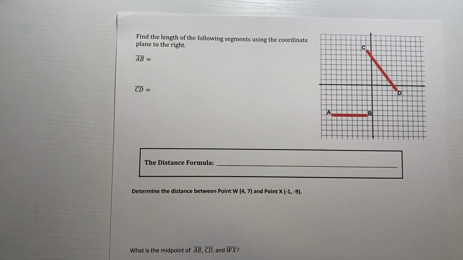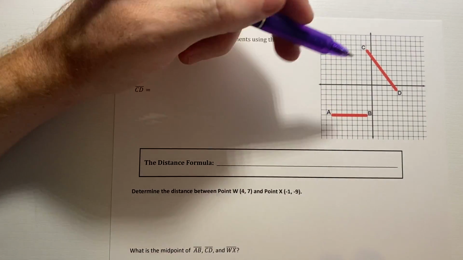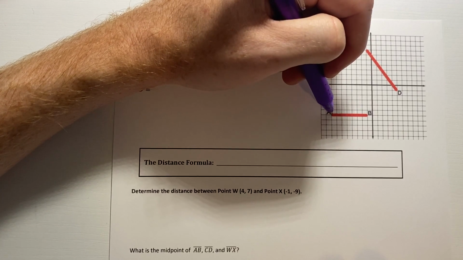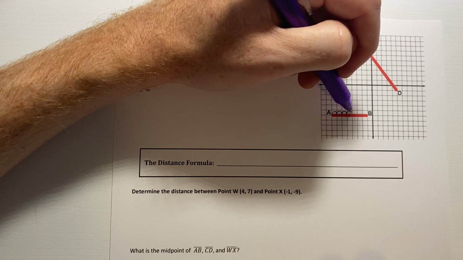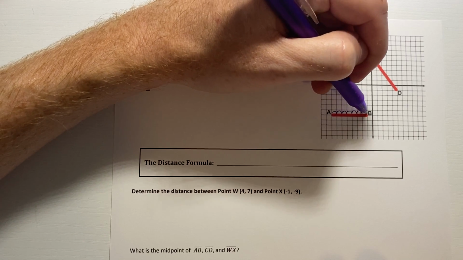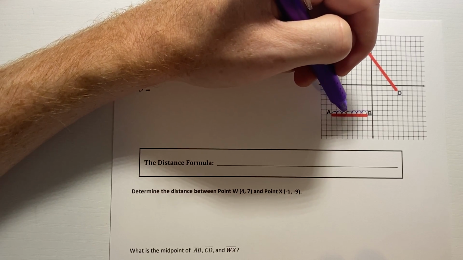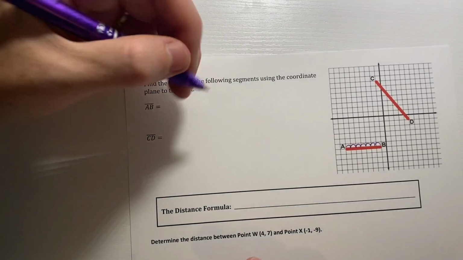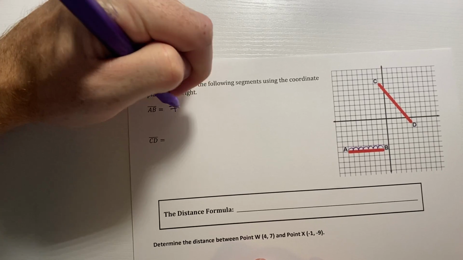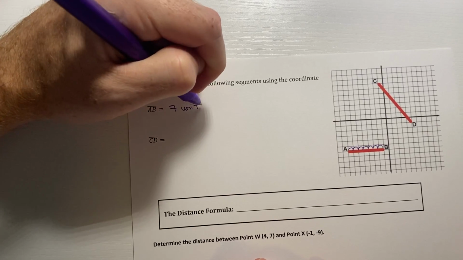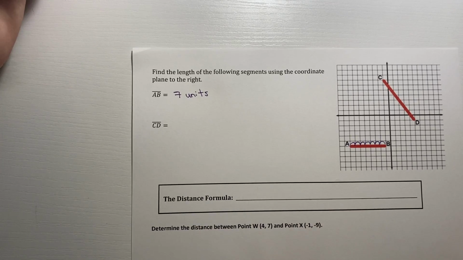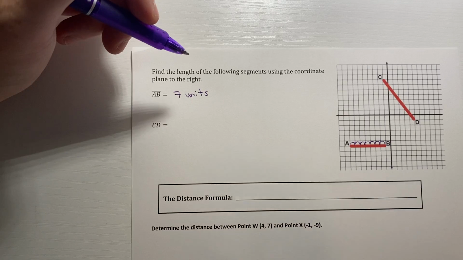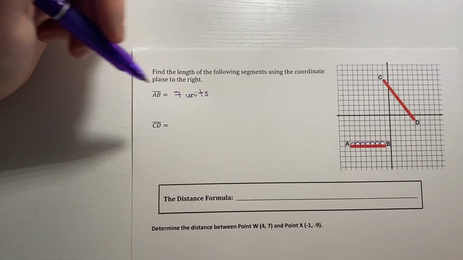First one is segment AB. I'm looking for the length of this red line AB. This one's pretty simple. I can literally just count the number of units that it goes. So it looks like it's 1, 2, 3, 4, 5, 6, 7. 1, 2, 3, 4, 5, 6, 7. All right, so segment AB is 7 units. It doesn't give you the units, so I'm just going to put units. Sometimes that could be miles or feet or inches. It's a good habit to get into putting units there. That way, if it ever does have something, you don't forget it.